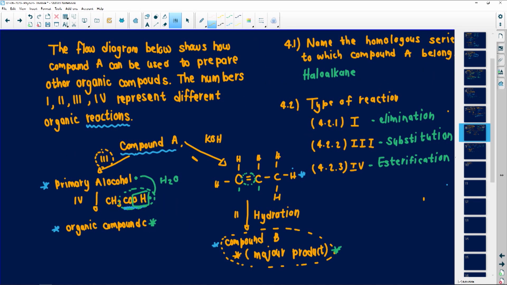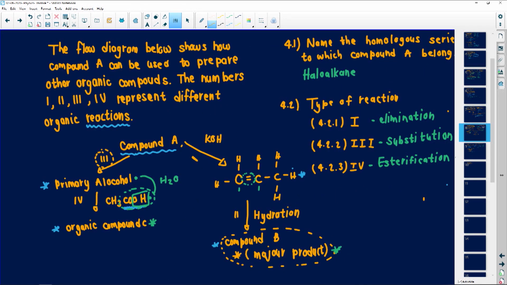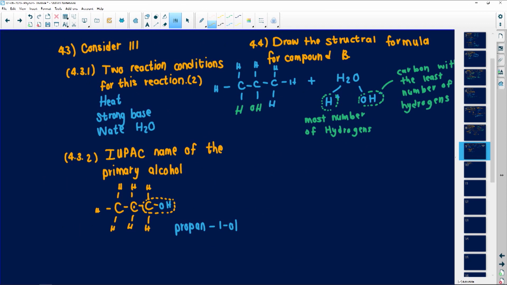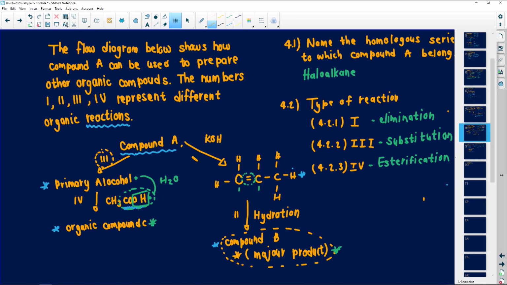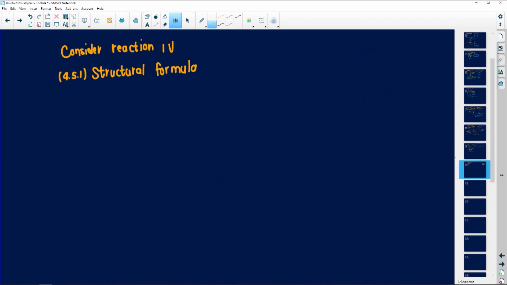Let me just go back to our reaction. Remember, this was our alcohol. We drew our alcohol in the previous slide. Oh, here we are. Here is my alcohol that we have drawn in the previous slide. And then now I need to draw the compound from this reaction here. Now I'm going to bring those two together. This is how I would tackle this question.